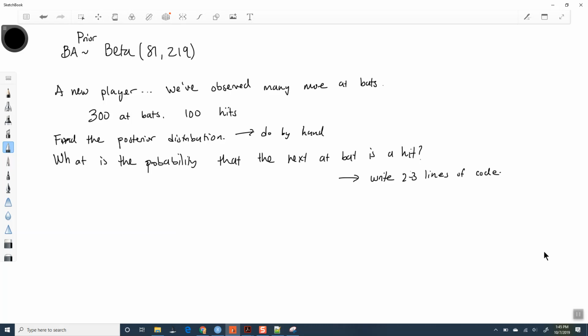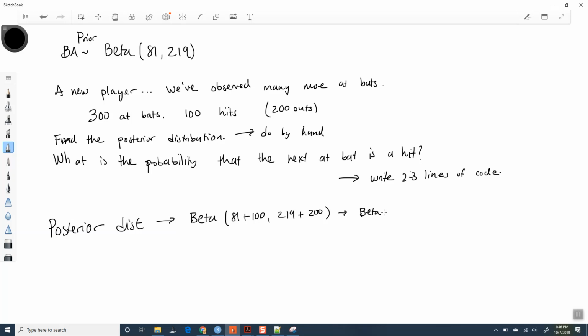All right, let's try this out. So a new player, we've observed many more at-bats, 300 at-bats, 100 hits. So what is the posterior distribution? The posterior distribution will be beta 81 plus 100 and beta 219 plus, well, 100 hits equals also 200 outs, right? We have a total of 300 at-bats, so we have 219 plus 200. And so this becomes beta 181 and 419. Do we feel okay about that?